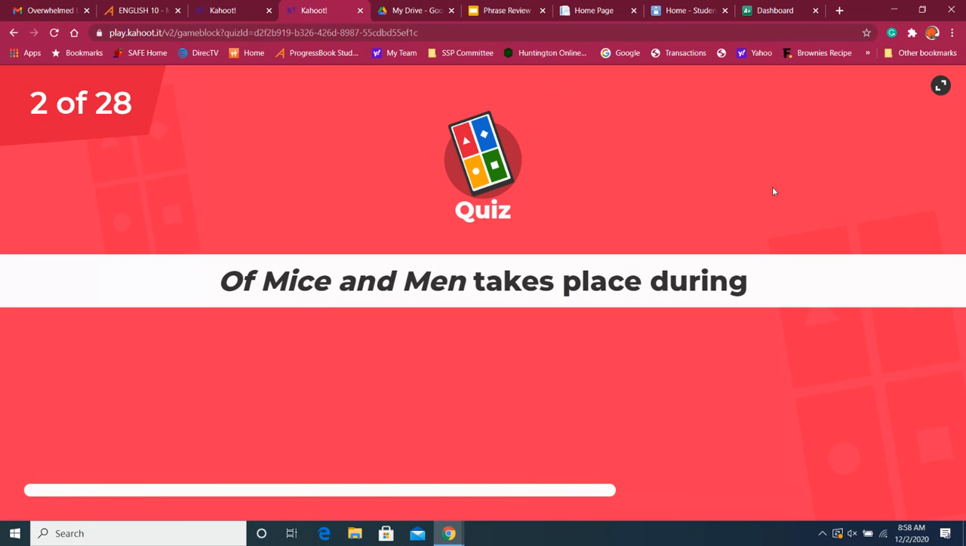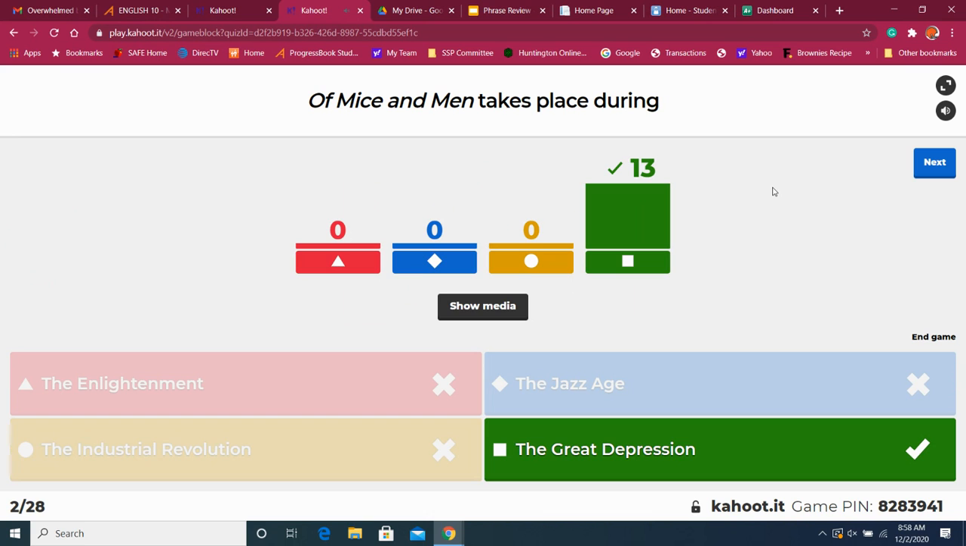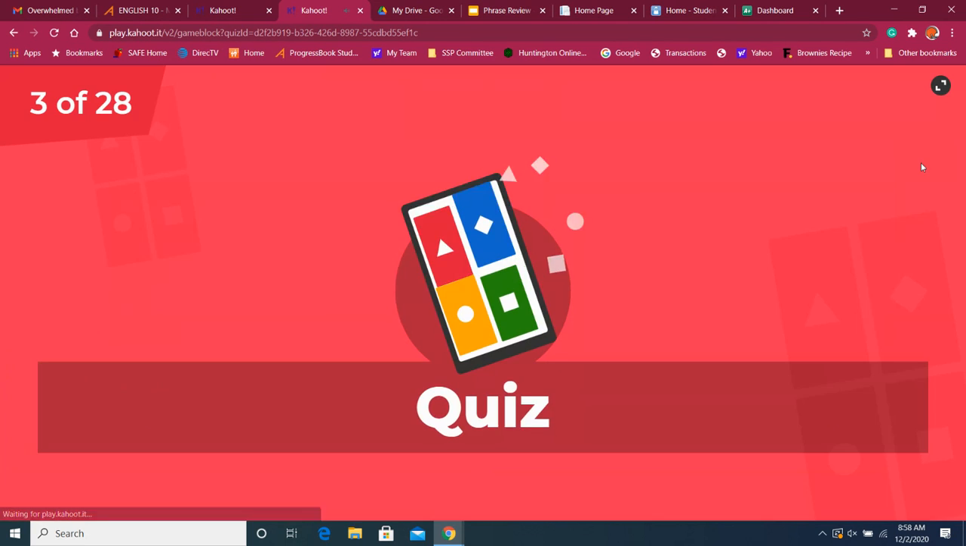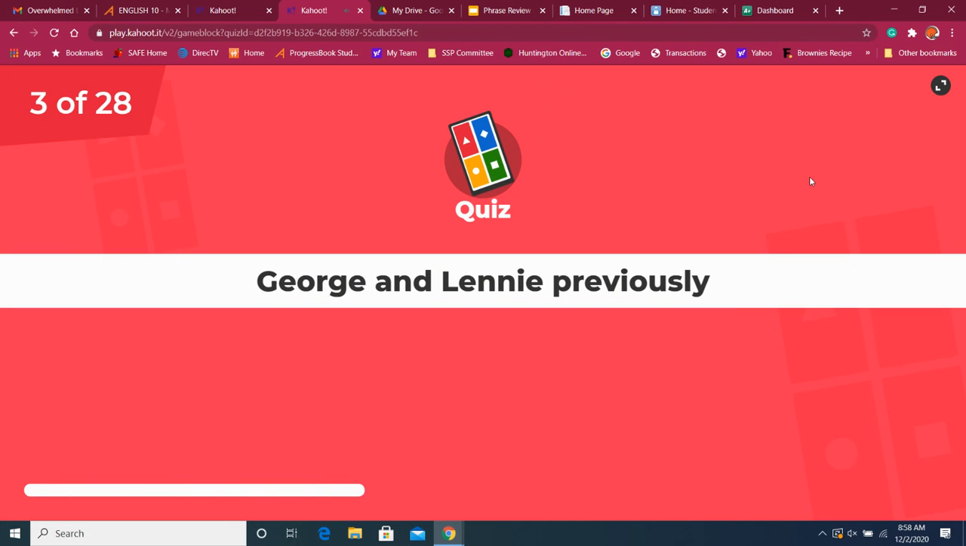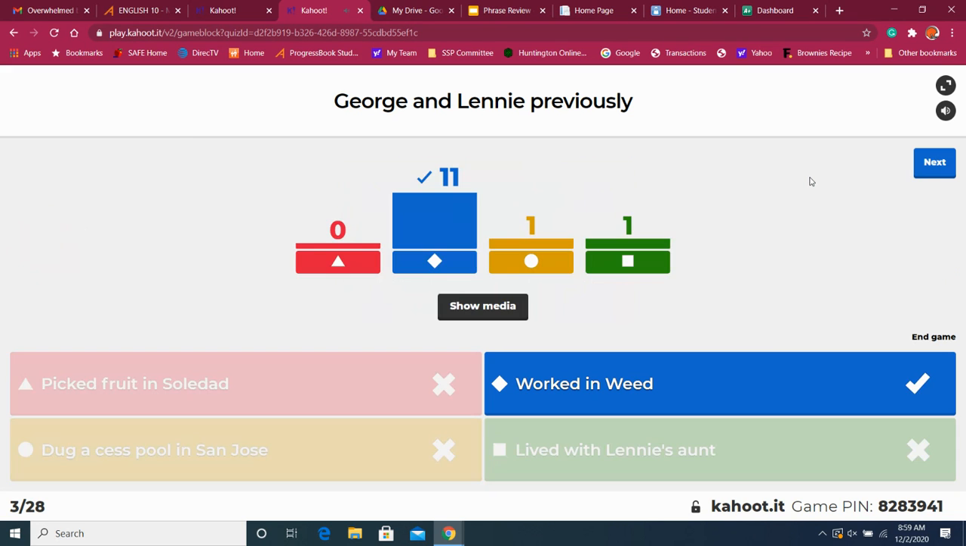Of Mice and Men takes place during the Enlightenment, the Jazz Age, the Industrial Revolution, the Great Depression. Hopefully you were paying attention when we were doing the phrases. Very good. George and Lenny previously picked fruit, worked in Weed, dug a cesspool in San Jose, lived with Lenny's aunt. Remember, they just came from running from Weed.